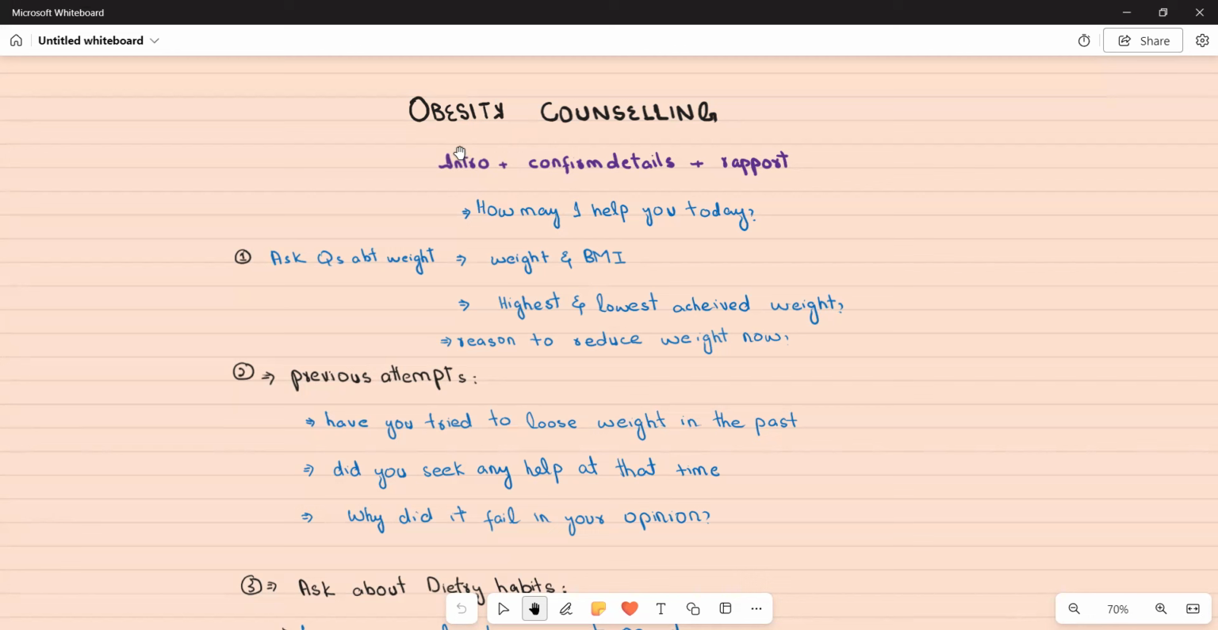One other important thing is that you need to be very empathetic in these stations, okay? So be very careful of your words, be non-judgmental, because these patients are very, very sensitive about their weight, okay? So it's a very sensitive topic, so be very neutral and non-judgmental, okay?